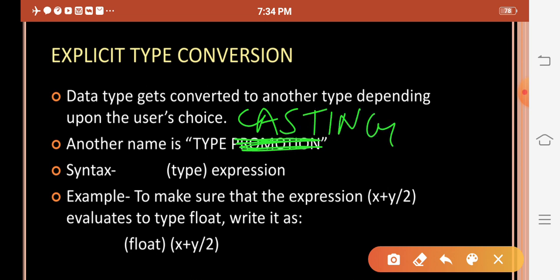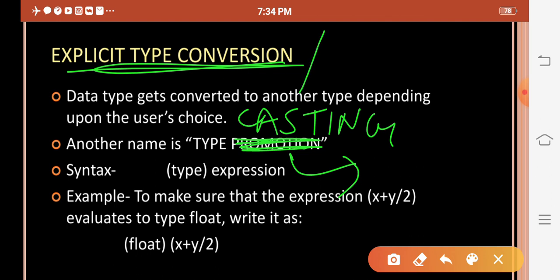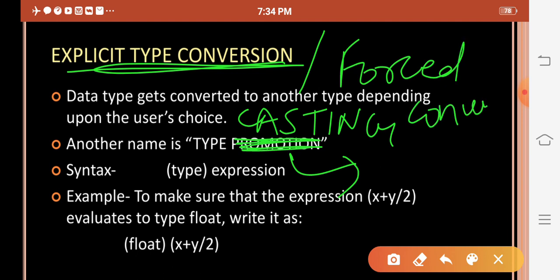Typecasting. Okay. Another name of explicit is typecasting, not type promotion. Type promotion is another name of your implicit conversion. Please make it correct everyone. Another name of implicit conversion is coercion and type promotion. And another name of explicit is typecasting, and one more name is forced conversion. It is also called forced conversion because it happens through the user actually. Okay. So the other names are typecasting and forced conversion. Make it correct please everyone. Done.